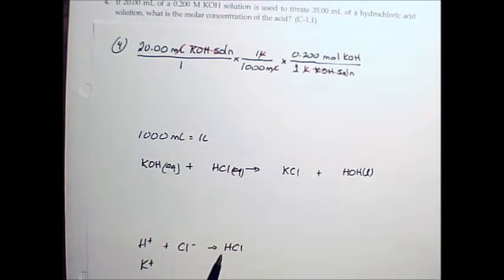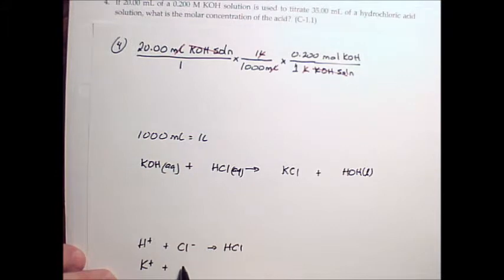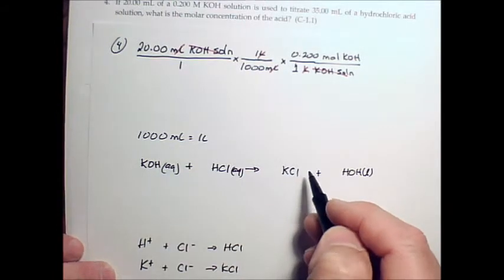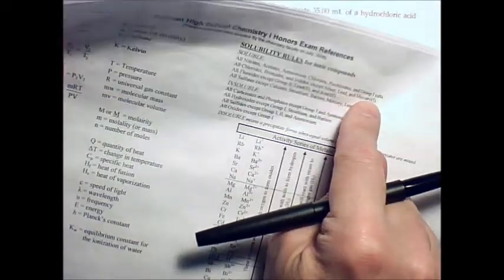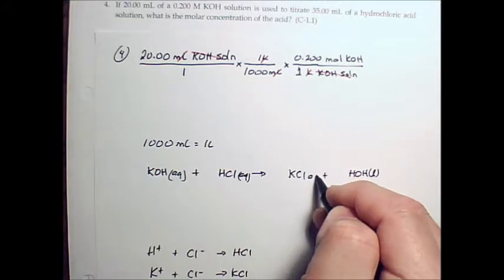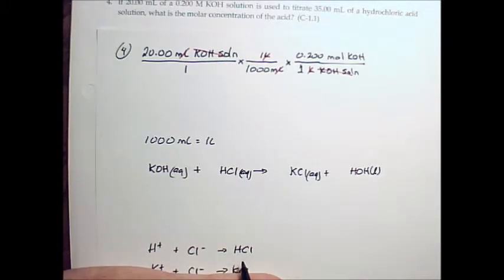Potassium on the periodic table has a 1 plus charge. So this particular one balances out just like our acid did. We have one of each. And we need to know its physical state. The solubility rules tell us that anything that is a group 1 salt, potassium's in group 1, is soluble. Why do you have H plus Cl? Because I was showing you how to balance hydrochloric acid.